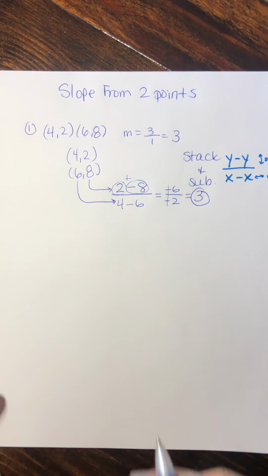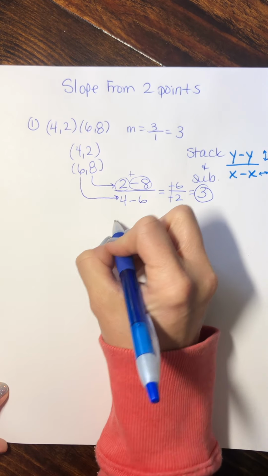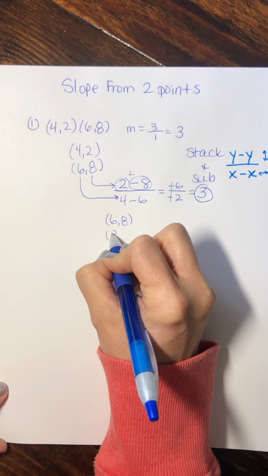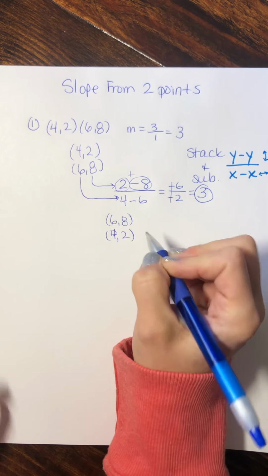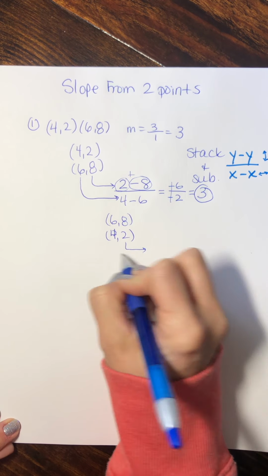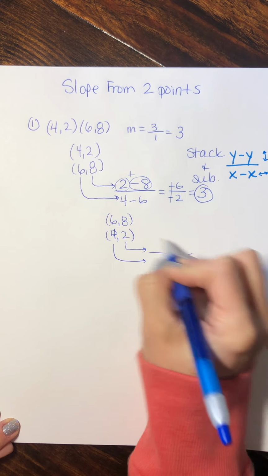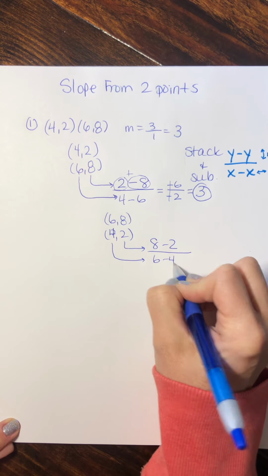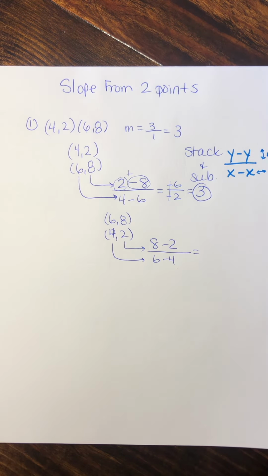Now I want to show you real quick that if I would have chosen to stack them the other way, and there's really no way of knowing which way, or if it matters or not. So if I were to stack the other one on top, I would do 8 minus 2 and 6 minus 4, which is kind of nicer just because you don't have any negatives to worry about.